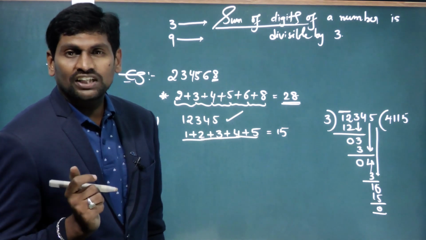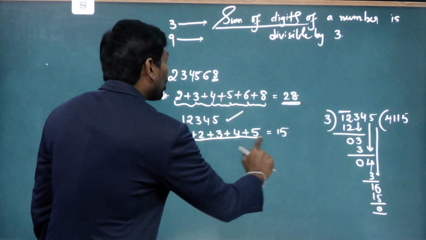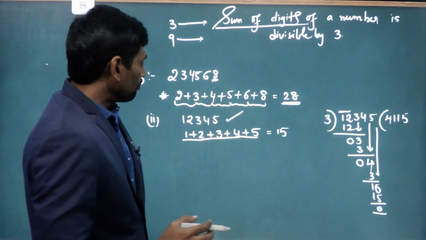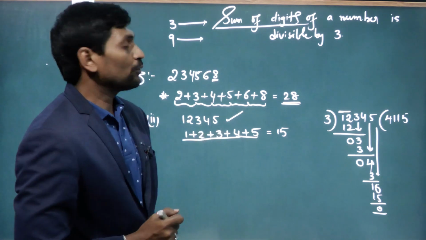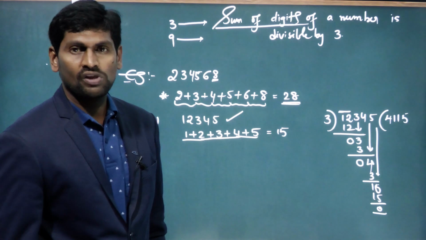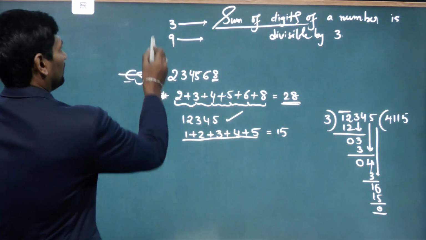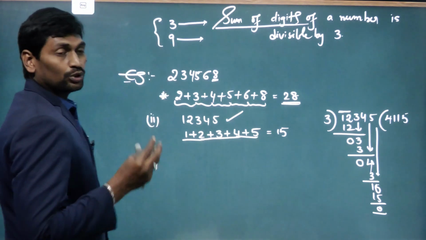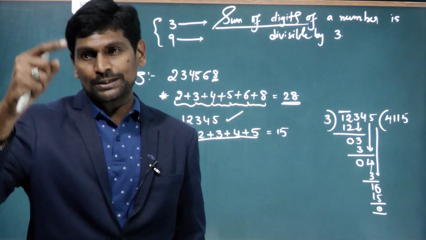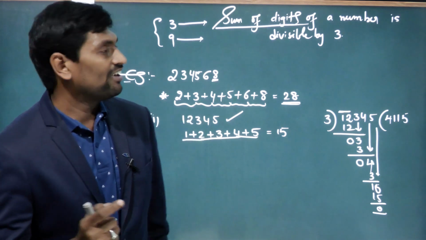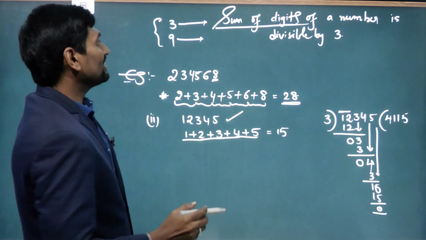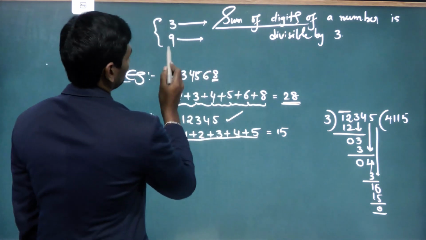What is the divisibility rule of 3? Sum of its digits is a multiple of 3, or divisible by 3. Clear? As I told you, 2, 5, 10 are following the same pattern. That means we are checking the units place digit, right? In the same way, 3 and 9 also are following a pattern, that is the sum of its digits.